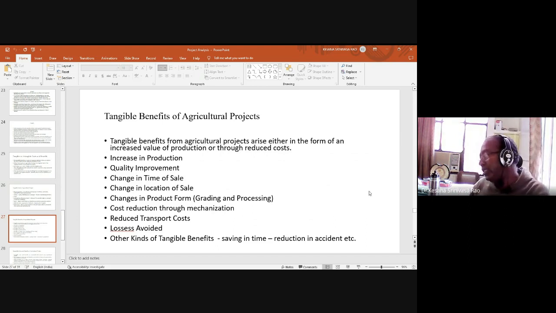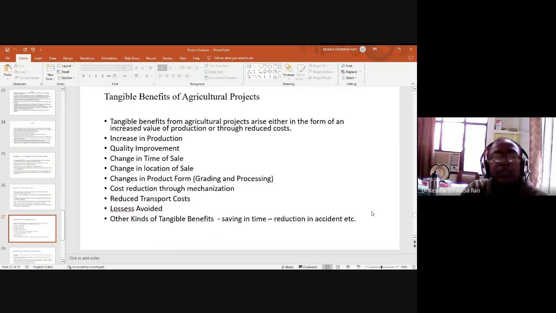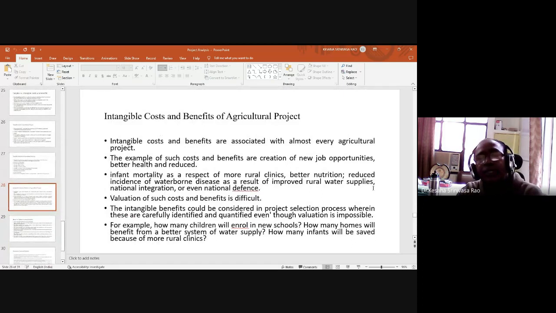These are all the tangible benefits in agriculture projects, which we can try to understand while doing agriculture projects. So the different stages which we have discussed, then finally we can see the intangible costs and benefits of agriculture projects. After that, direct and indirect taxes also we can see. Then intangible costs and benefits of agriculture projects. Intangible costs and benefits are associated with almost every agriculture project. Examples of such costs and benefits are creation of new job opportunities, better health and reduced infant mortality as a result of more rural clinics, better nutrition, reduced incidence of waterborne disease as a result of improved rural water supplies, national integration, or even national defense.